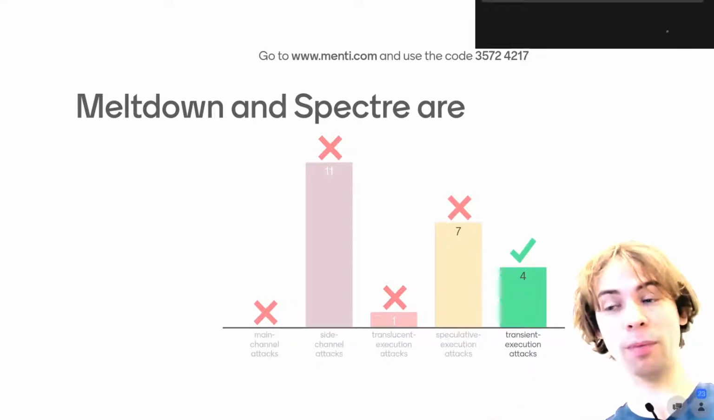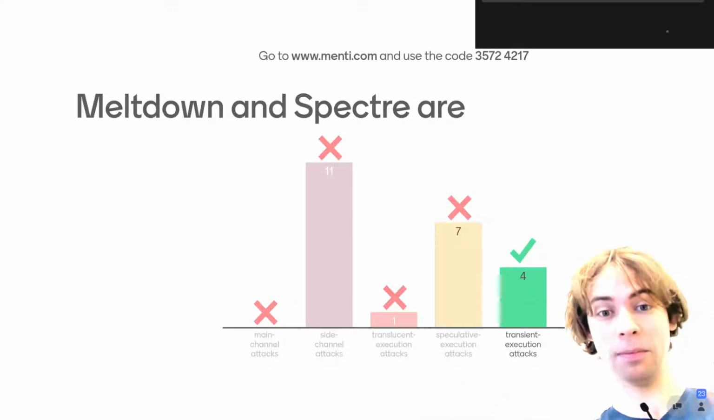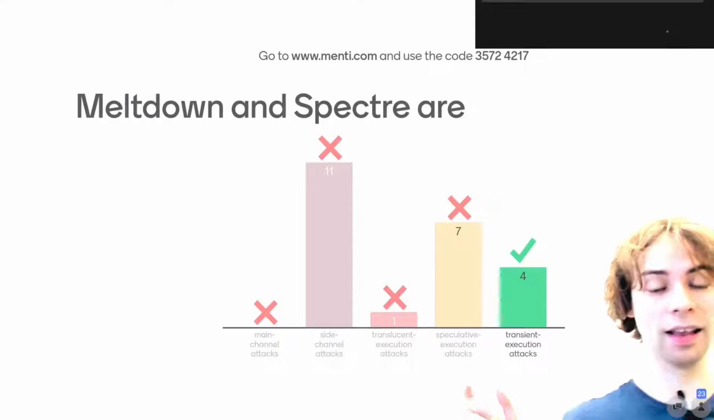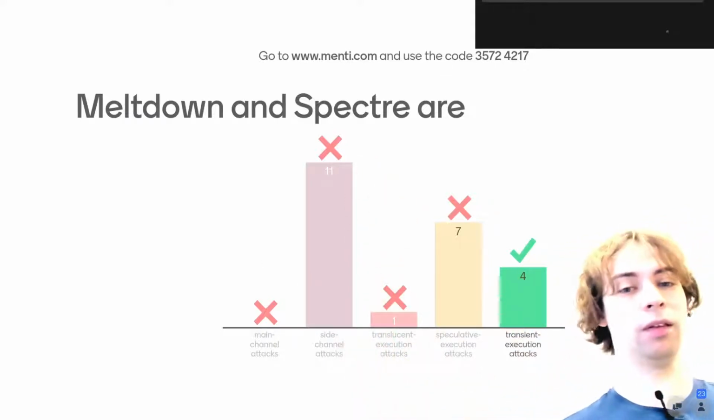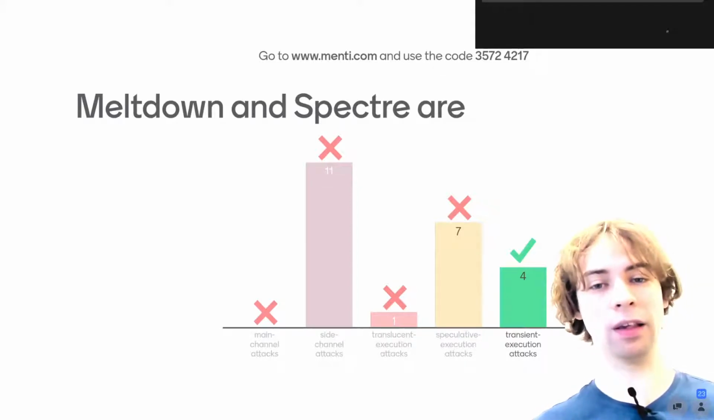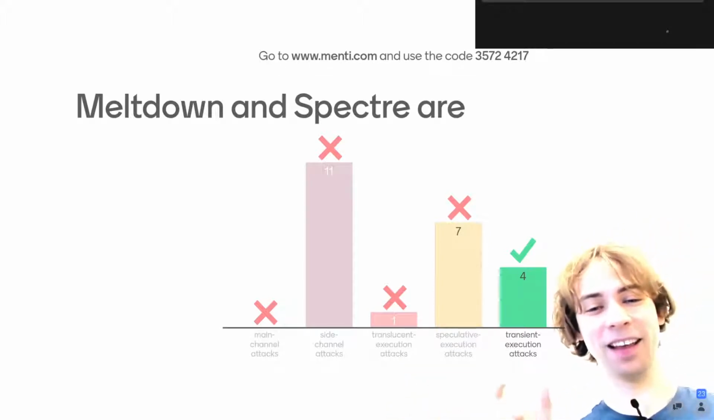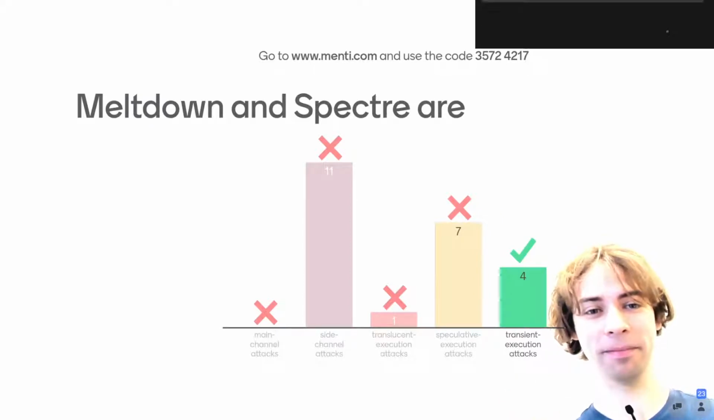In a user program, you would just write, here's a character pointer, I assign a kernel address to it, and then I dereference it. That's Meltdown. That's not a side channel. Speculative execution attacks for Spectre, yes, but for Meltdown, no. In Meltdown, we don't have any speculative execution involved. Translucent execution attacks were a decoy, and then transient execution attacks, of course, the correct answer.